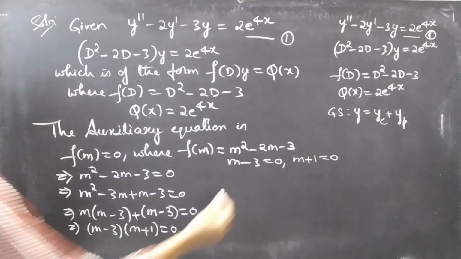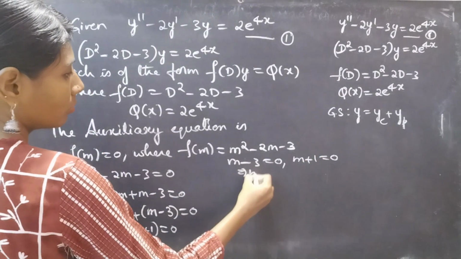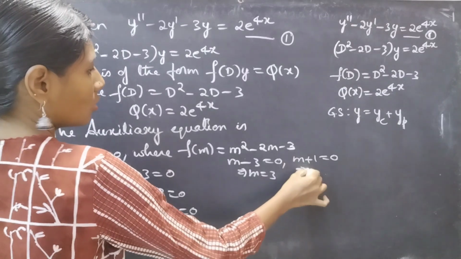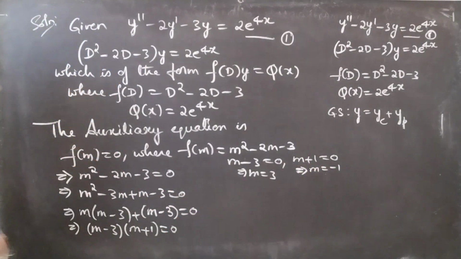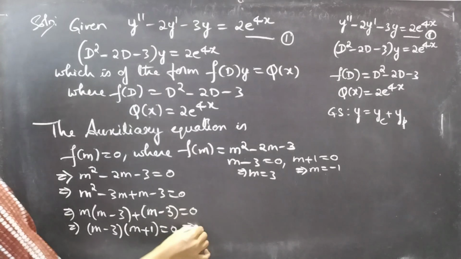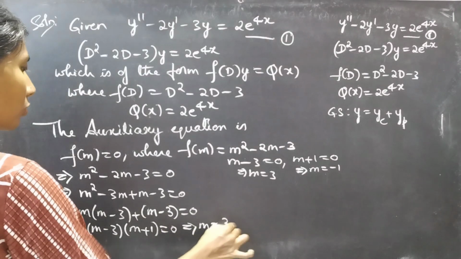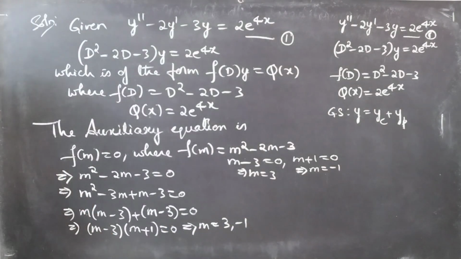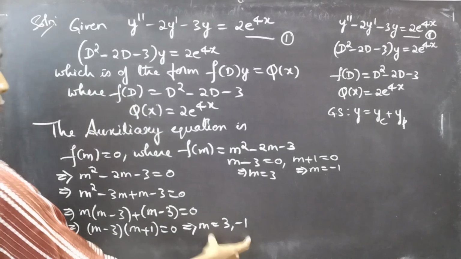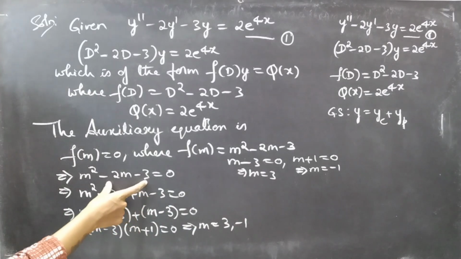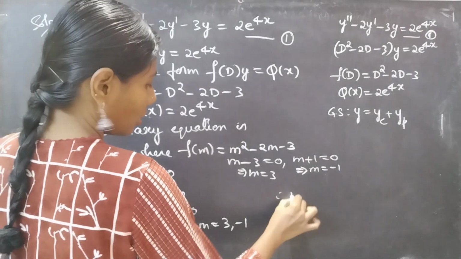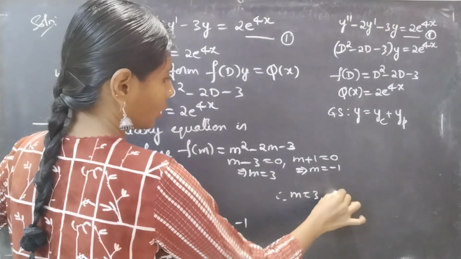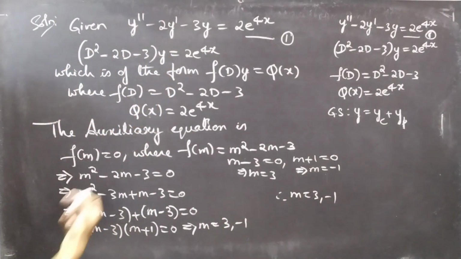When m minus 3 equal to 0, m equal to 3. When m plus 1 equal to 0, m equal to minus 1. So which gives us m equal to 3, minus 1, which are real and distinct roots. So these are the roots to this auxiliary equation. Therefore m equal to 3, minus 1 are the roots to this equation, which are real and distinct.